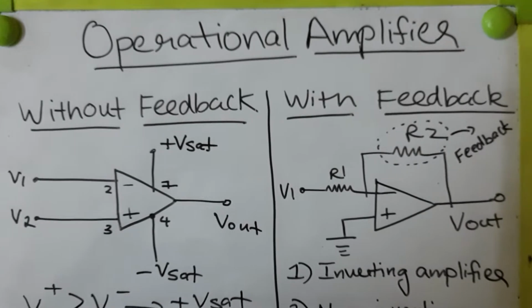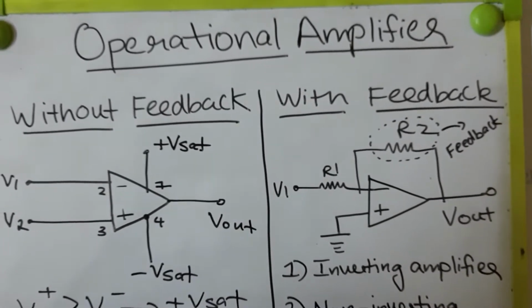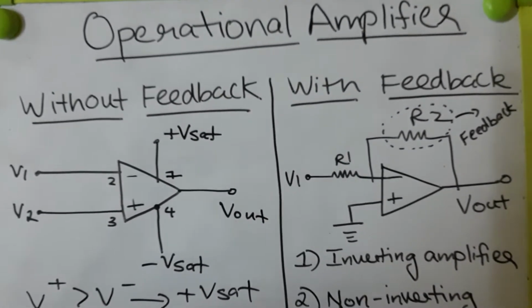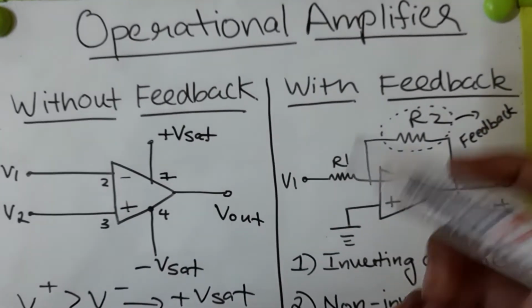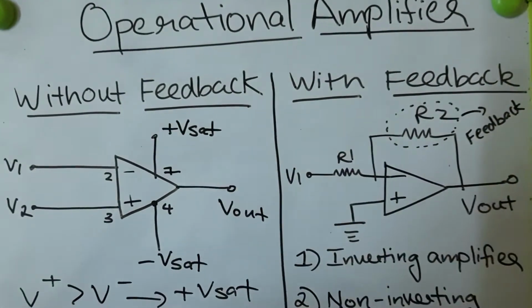Now let us see the two types in which we can create the amplifier using an op-amp. One is without feedback and one is with feedback.